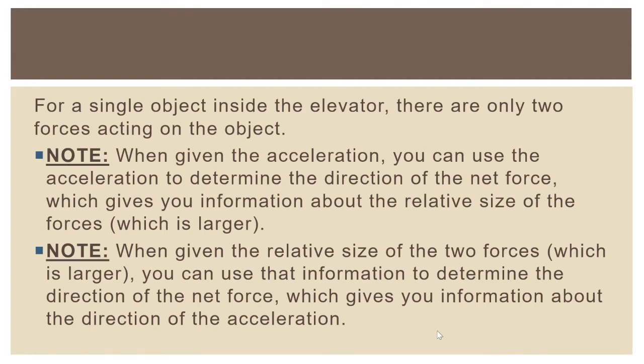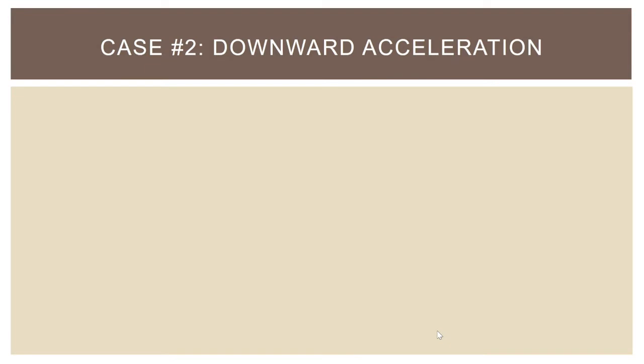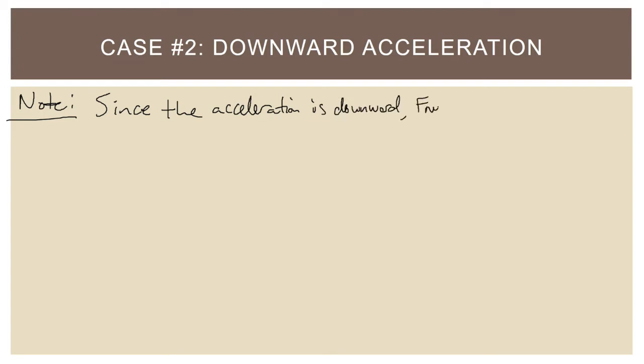Case 2, as I'm sure you realize by now, is going to be basically just the opposite of what we saw. Either way, we should take a second to just go through it here. And so the first thing we're going to say is that when this thing is accelerating downward, our note here is going to say, since the acceleration is downward, F net is downward. Why? Because the acceleration is directly proportional to F net.